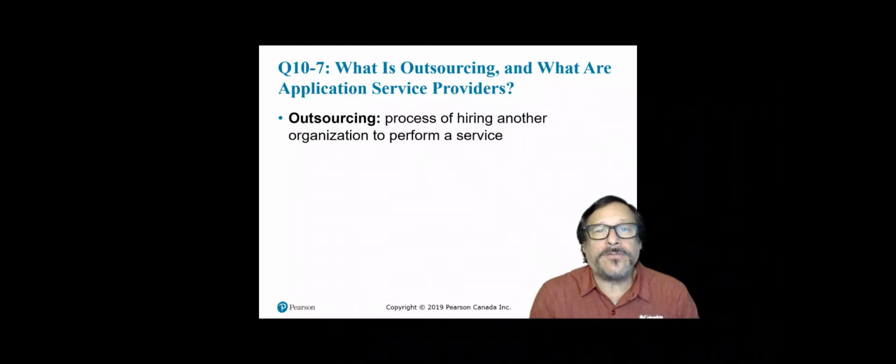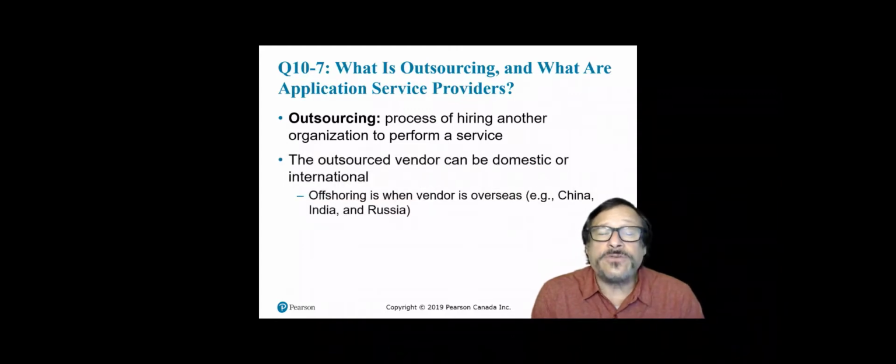The fifth method of acquiring information systems was outsourcing. So what is outsourcing? Outsourcing is the process of hiring another organization to perform a service. In other words, what you want done, you're going to go and hire someone else to do it. An outsourced vendor can be either domestic or international.